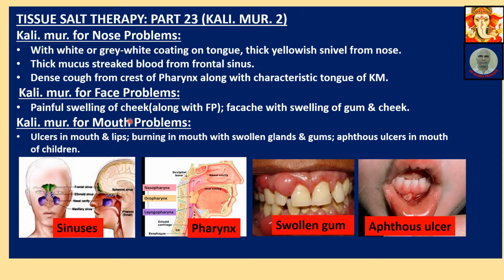Here we see pharyngitis, that is inflammation of the pharynx, and swollen gum. If you note, the gum is swollen, and there is aphthous ulcer, particularly in the case of children. This is an aphthous ulcer. This is a very painful ulcer.